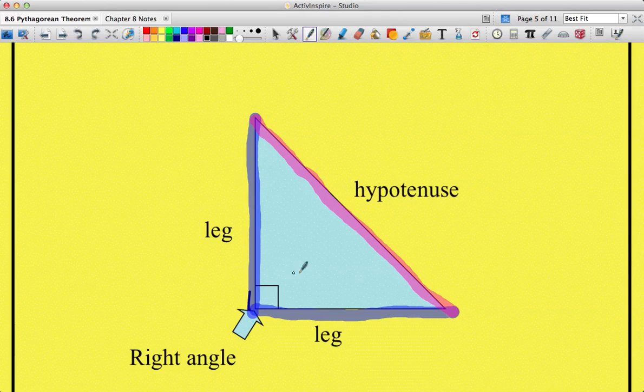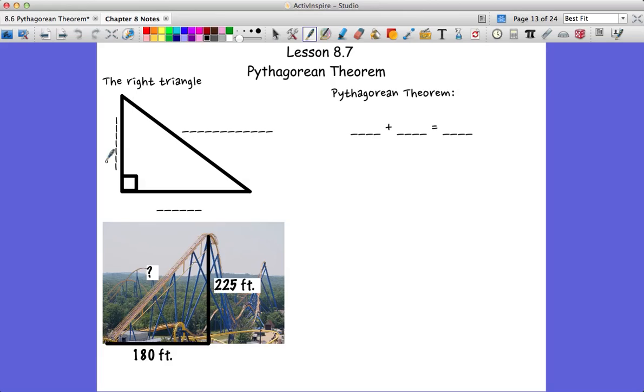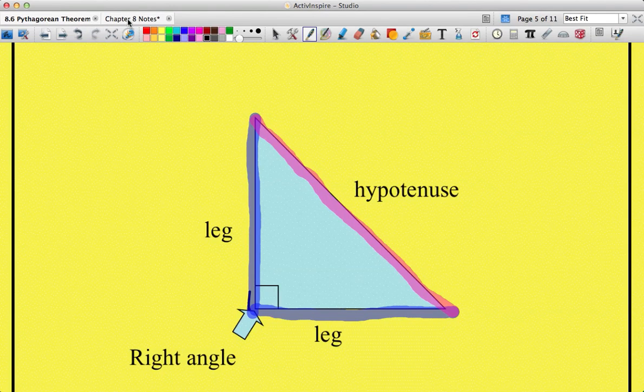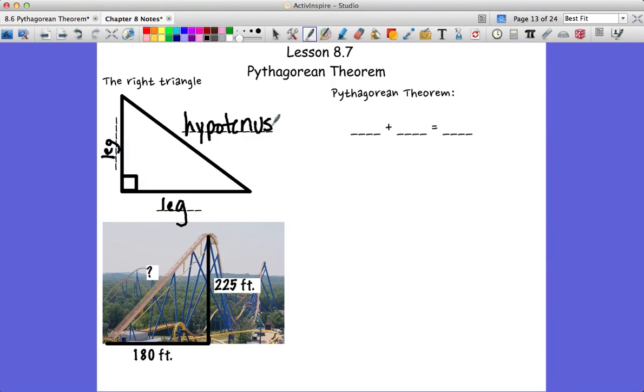You have this in your notes as well, so you'll want to fill out the pieces in your notes. It looks like this, so you should have leg, leg, hypotenuse. Just want to make sure I spell it right for you. And the Pythagorean theorem again is a squared plus b squared equals c squared.